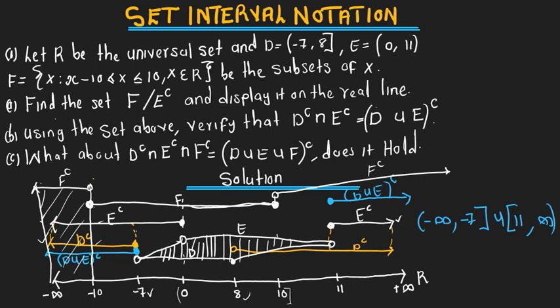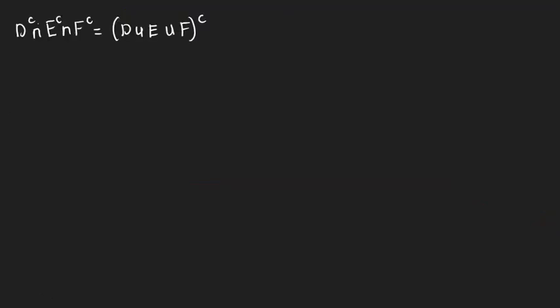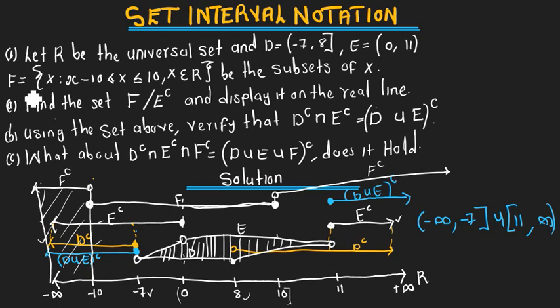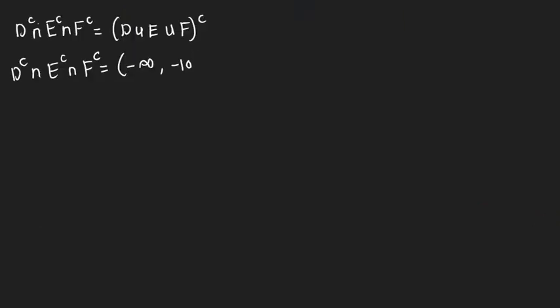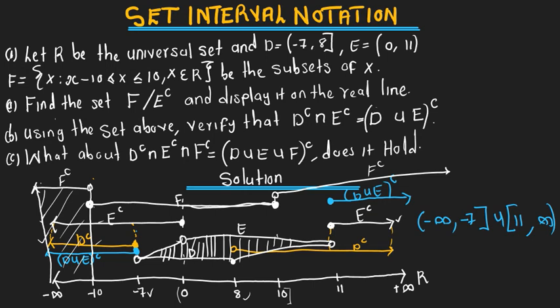On this side they're intersecting at D complement intersection, let me just write that. These guys are intersecting from negative infinity all the way to negative 10. Was negative 10 included? Negative 10 is not part of the complement, it's not part of F complement, so it won't be included. Then let's check the other end.